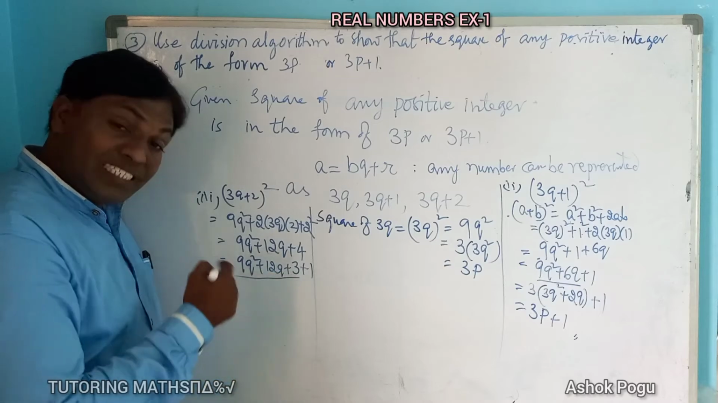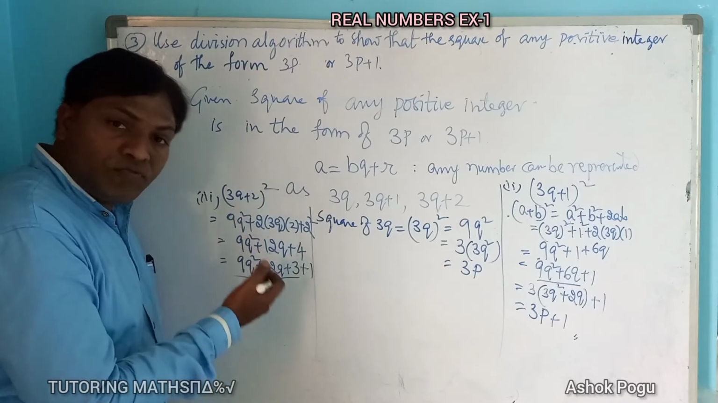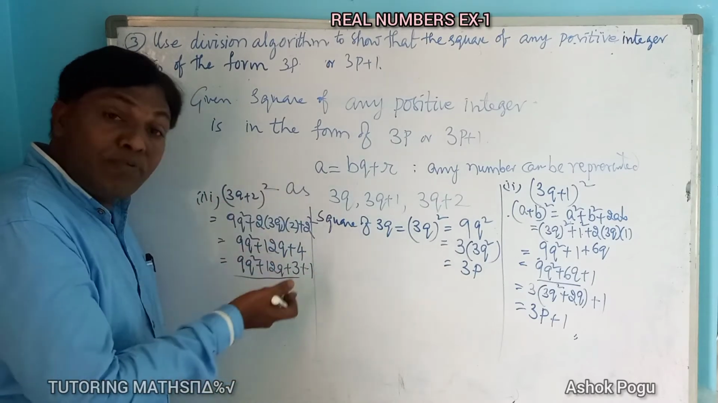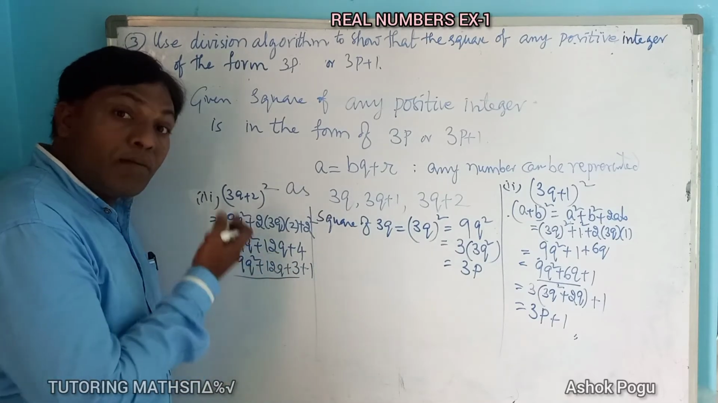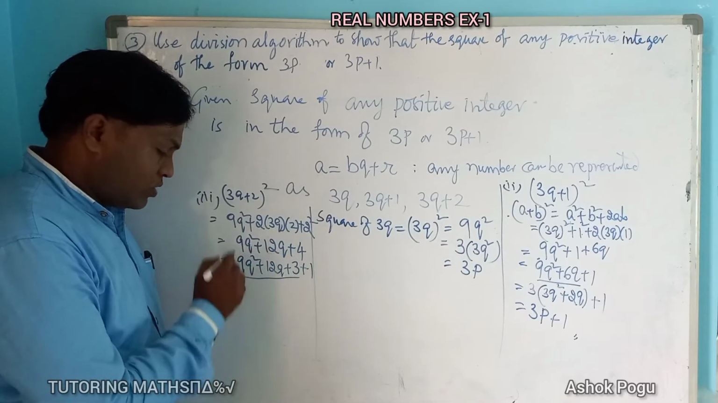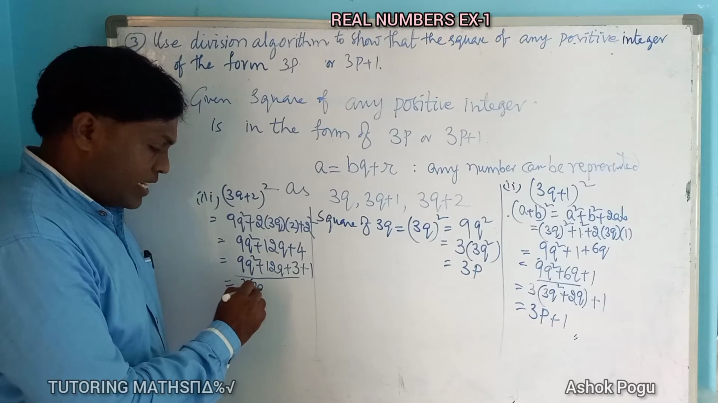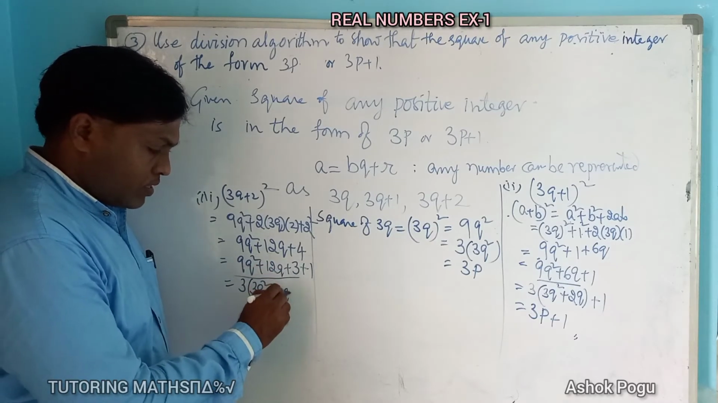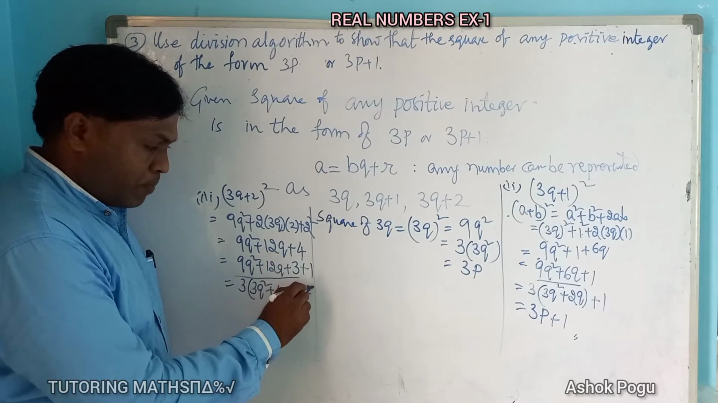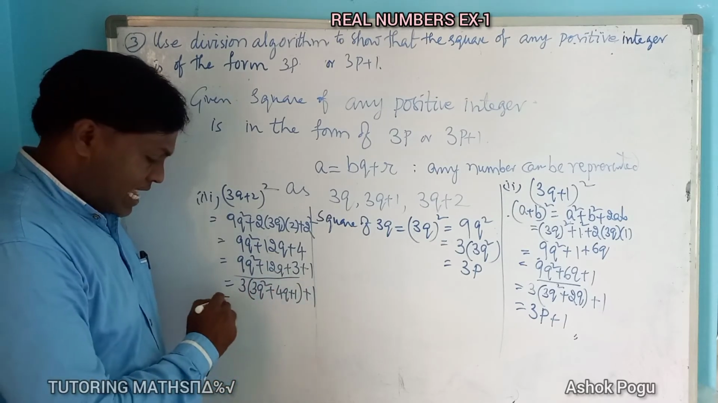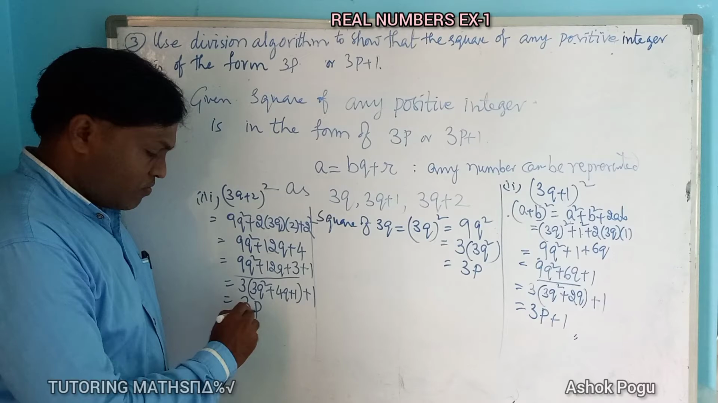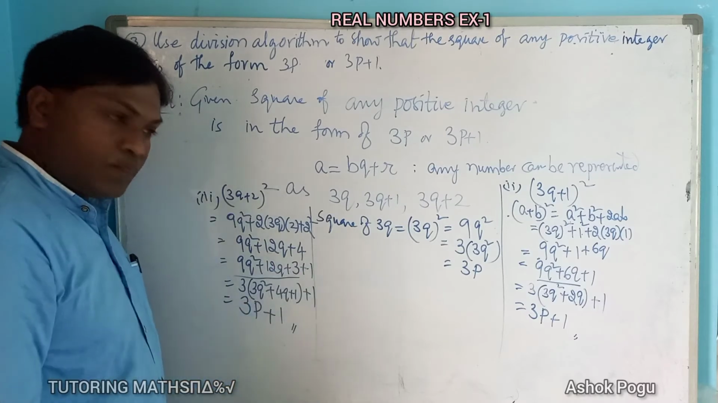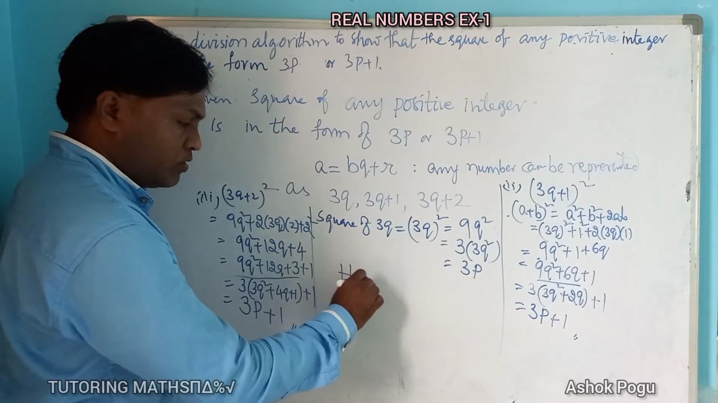Now observe the first 3 numbers. They are all the multiples of 3. So therefore 3 is a common factor. You can take 3 into 3q square, 3 4s are 12, 3 1s are 3, and plus 1. Observe this last one, it is in the form of 3p plus 1, hence it is proved.